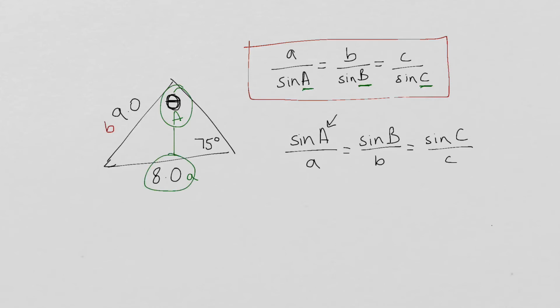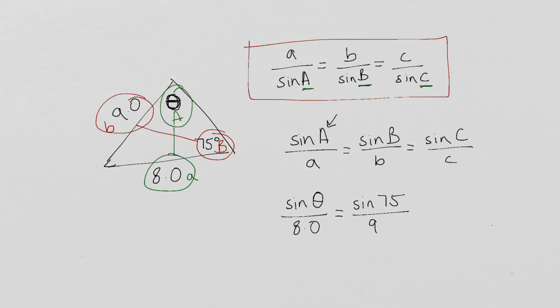This is B, and so this is going to be capital B, and they are another pair that are opposite to each other, because with the sine rule we're always working with those opposite pairs. Let's substitute the values in. So sine of A we don't know. I'm just going to change the A for theta. Over A, so that's 8.0, is equal to sine of B, so that's sine of 75, over B, and that's 9.0.